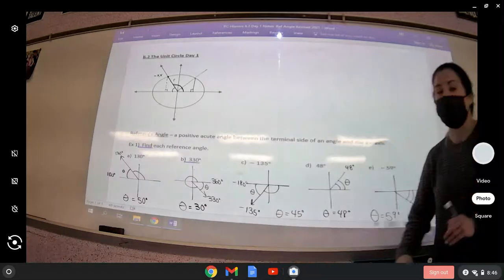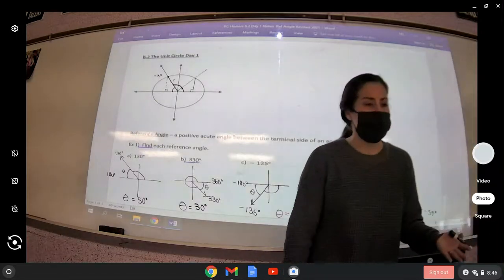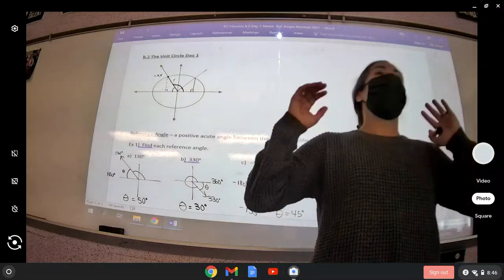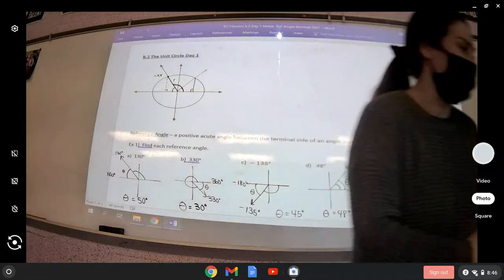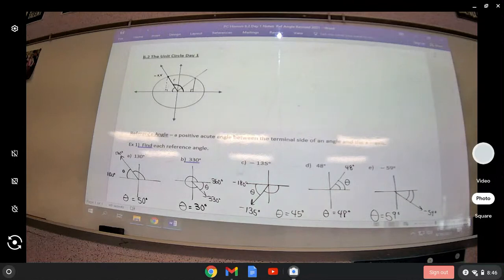All right, so perfect. All right, now, the hardest thing usually about today is we've got to figure out where these reference angles are in radians. All right, so let's go and look at radians now.